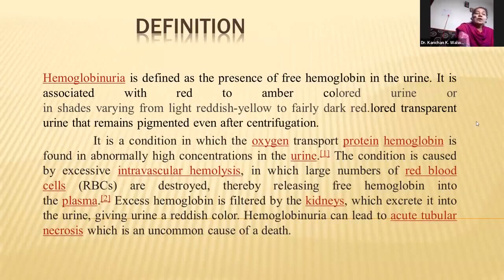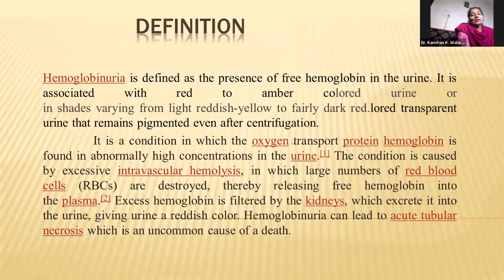And in case of hematuria, once the centrifugation is done, the RBCs settle down, and the supernatant urine becomes colorless or light yellow to dark yellow, and at the bottom you get a button of RBCs. So this way you can discriminate between hemoglobinuria and hematuria. So it is a condition where the oxygen transport protein, which is hemoglobin, is found in abnormally high concentration in the urine, and this condition is caused by excess intravascular hemolysis.